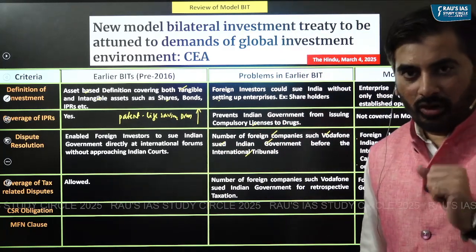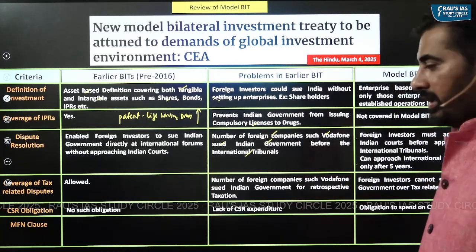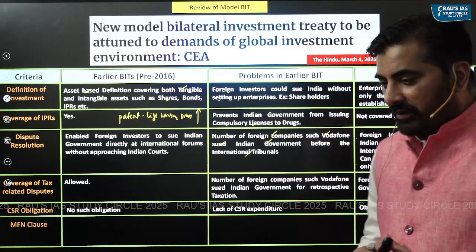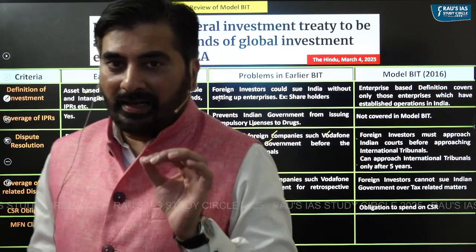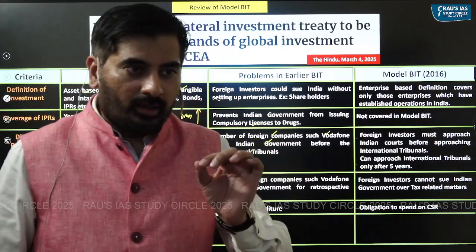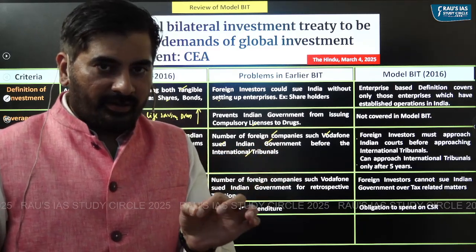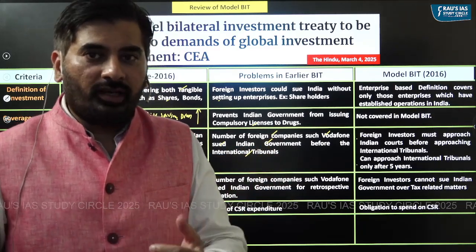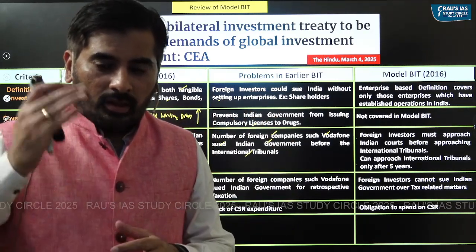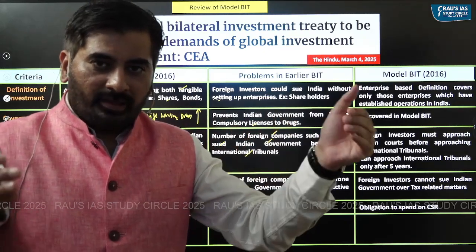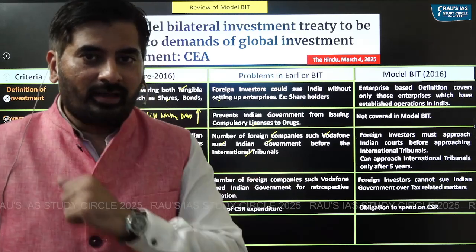CSR obligation, that is corporate social responsibility. Earlier, there was no such obligation. Now we have put an obligation. Lastly, the MFN clause. Earlier, there was an MFN clause in the bilateral investment treaty. Because we had included the MFN clause in the bilateral investment treaty, we were forced to treat all the foreign companies equally. It's like saying American company and Chinese company have to be treated on par. We cannot discriminate against a Chinese company in favour of an American company.